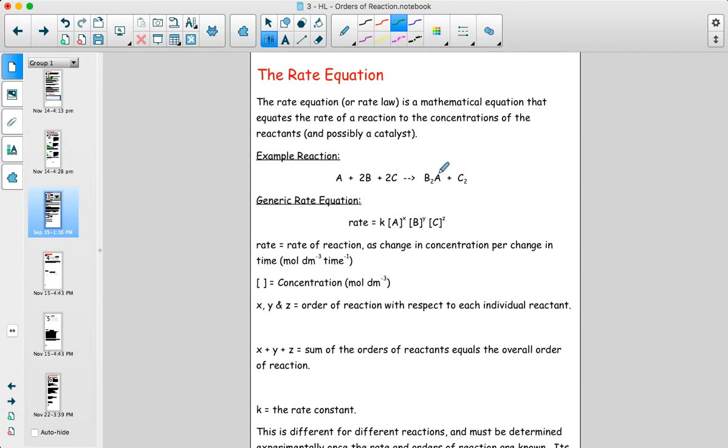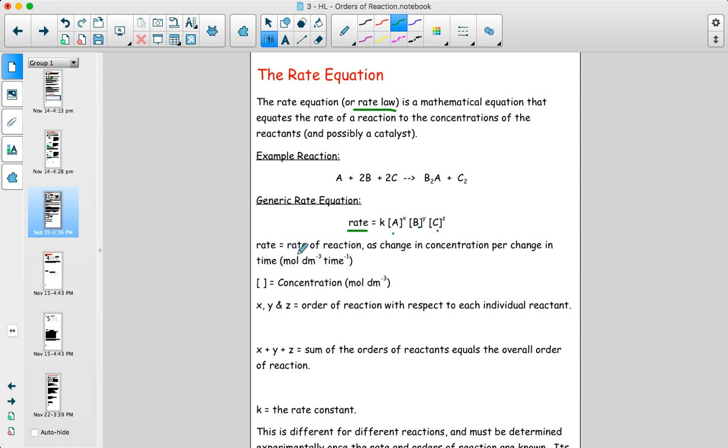We end up putting all these orders of reaction together into something that's called the rate equation, or the rate law, or sometimes the rate expression. They all basically mean the same thing. It's a way of mathematically relating the rate of reaction, which we can get a mathematical value for, and the concentrations, which we can have mathematical values for.